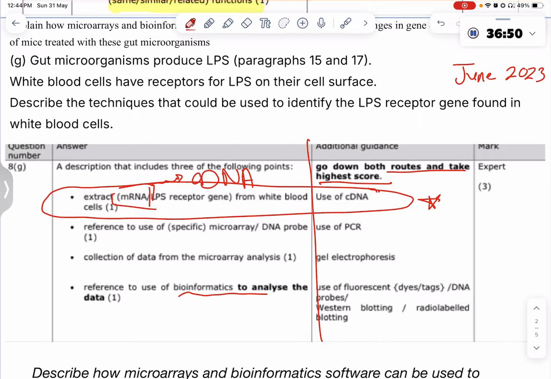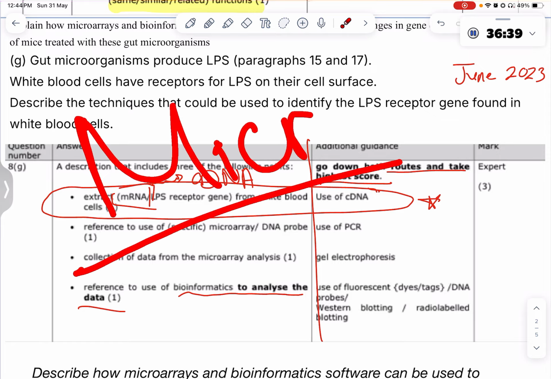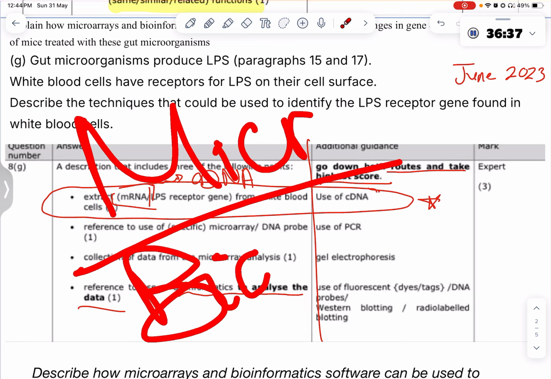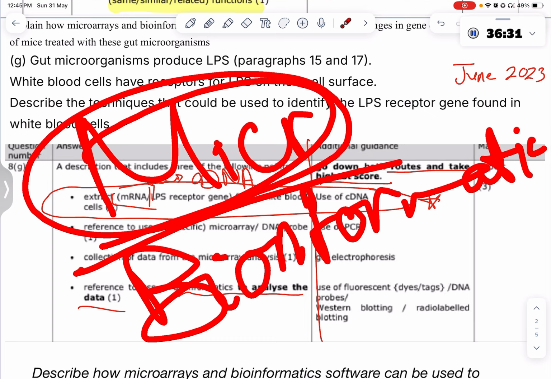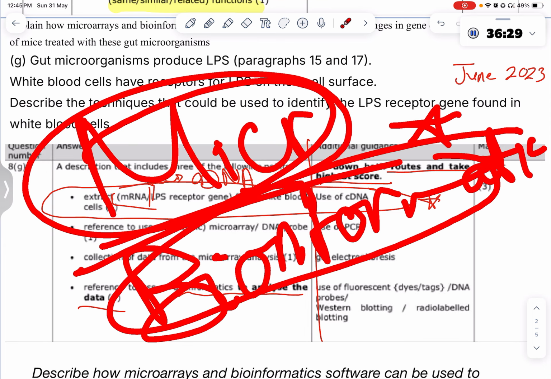Refers to the use of bioinformatics to analyze the data. Obviously, you have come to know that just saying microarrays and defining them, or saying bioinformatics and defining them, would score you highest marks. Whenever you mention these two, you must define them, then mention their role. It's as simple as that.